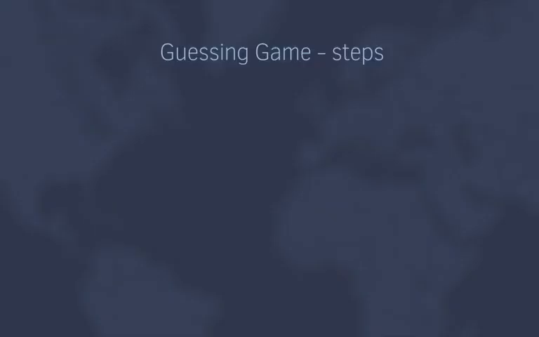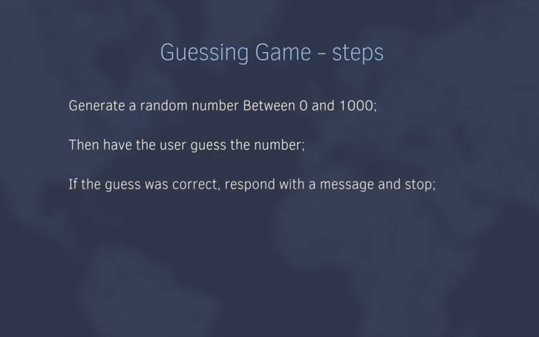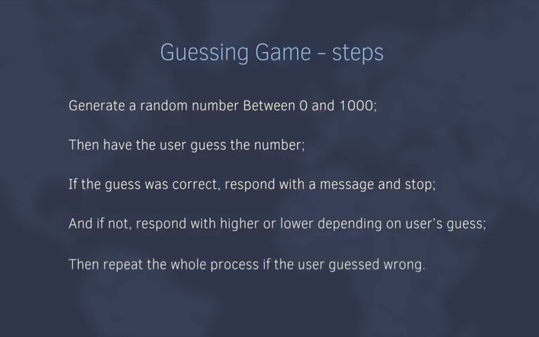So we could break it down to this. First, generate a random number between 0 and 1000. Then, have the user guess the number. If the guess was correct, respond with a message and stop. And if not, respond with higher or lower depending on the user's guess. Then, repeat the whole process if the user guessed wrong.